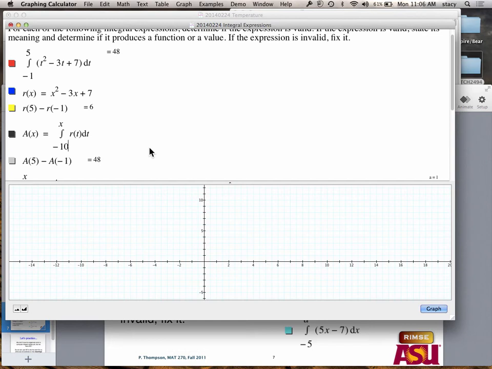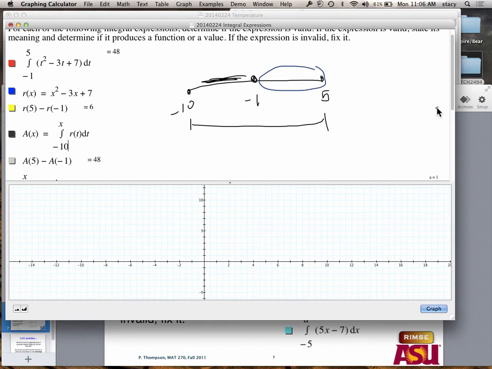Like the hand motions? Should I draw? Do you want a picture on the screen? Let me try. Okay, so we're going to use bars to represent this. From -10 to 5, I've got some accumulation. And then from -10 to -1, I've got some accumulation. If I take this piece away from the whole thing, then I'm left with this. So that's what we're doing when we do A of 5 minus A of -1.